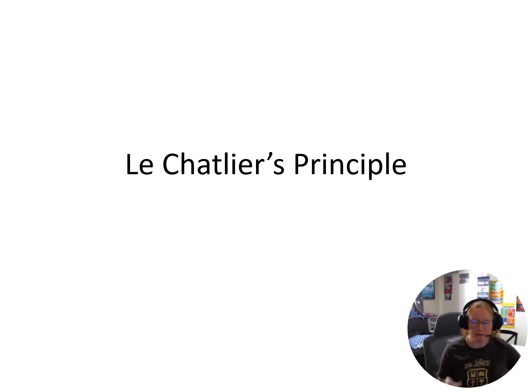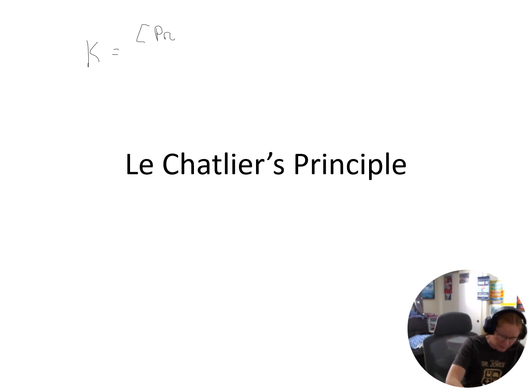Le Chatelier's principle explores the concept of what happens if we do something to perturb a reaction. Remember, everything at equilibrium has reached a situation where the rate of the forward is equal to the rate of the reverse. The concentrations of the reactants aren't changing, the concentrations of the products aren't changing. We've reached a constant, right? Remember, I said we've got this K, we have products over reactants. All right, and this is a constant.